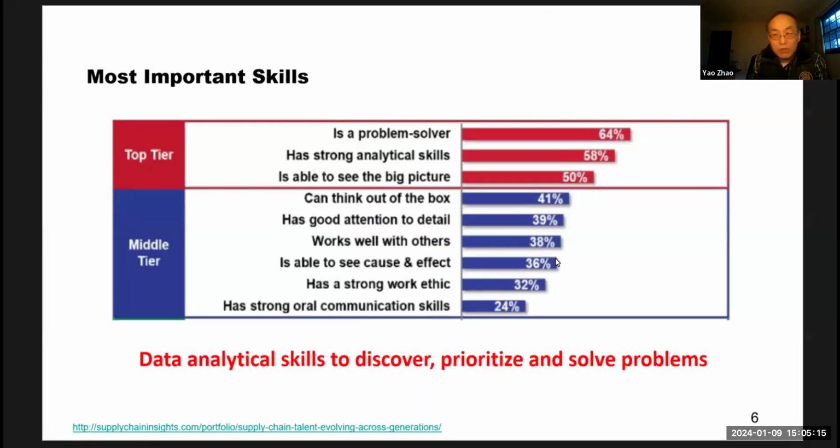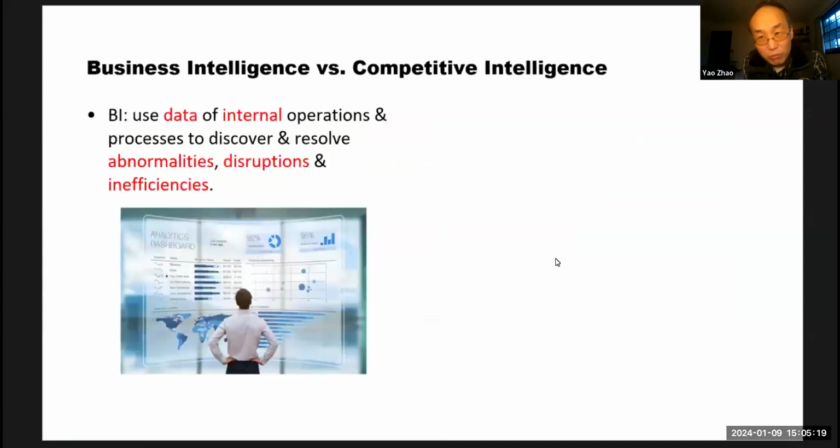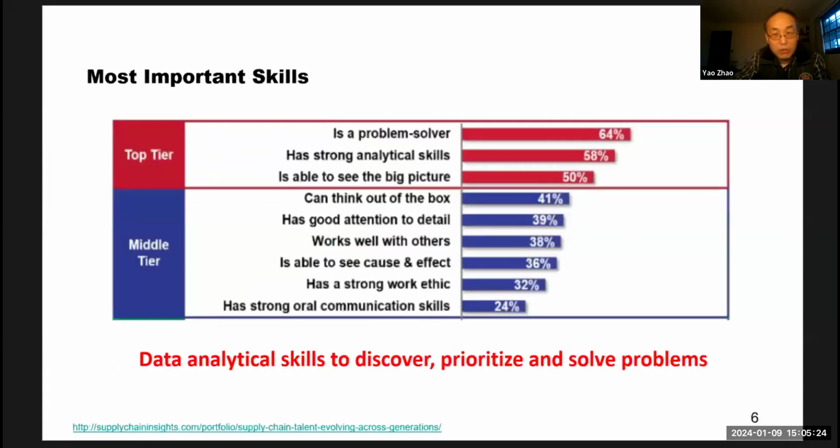How to get our students ready for this transition? I would say give them the right skills. That is, the most important skills are the data analytics skills to discover, prioritize, and solve problems.